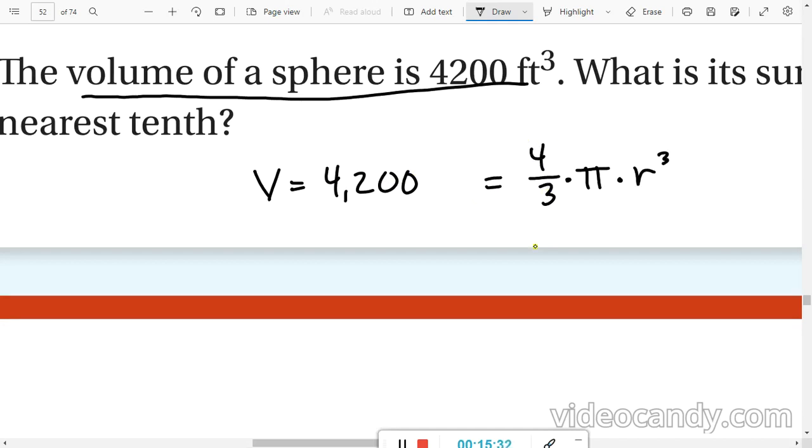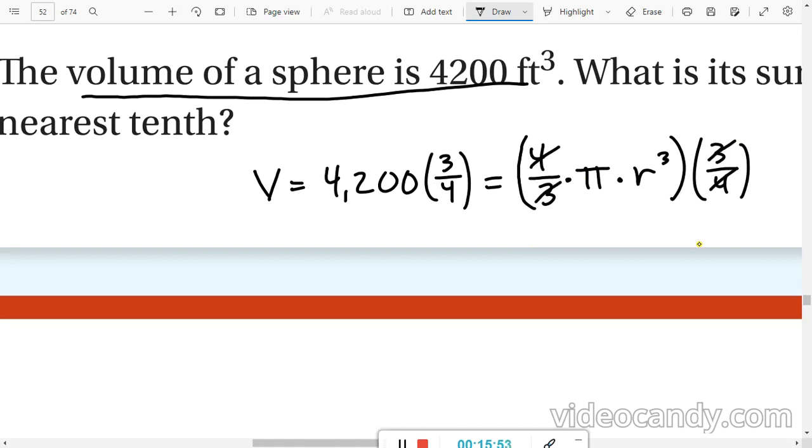The first step is to multiply by the reciprocal. So 4/3 is going to be times 3/4. If you do that to one side, you have to do that to the other side as well. And 4/3 times 3/4 cancel: 4/4, 3/3, so those are gone. And here we have times pi. The opposite of times pi is divided by pi. So the pi cancels on the right, and we're left with r to the third equals this.